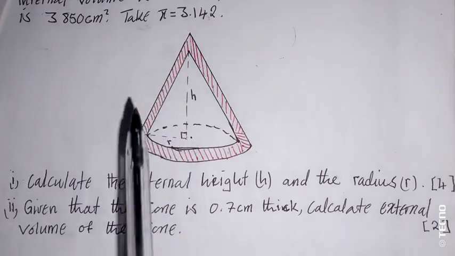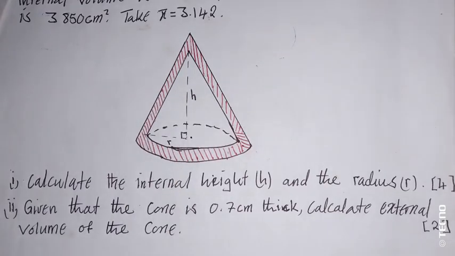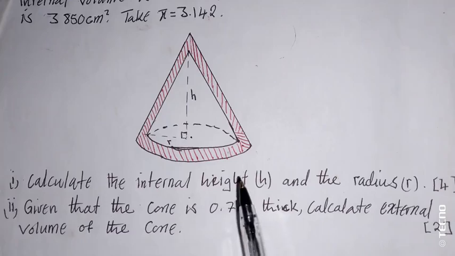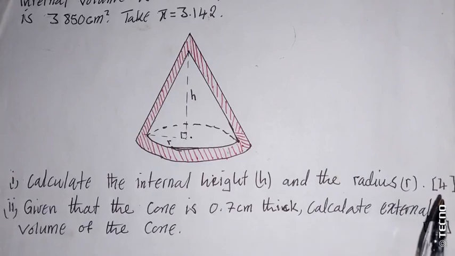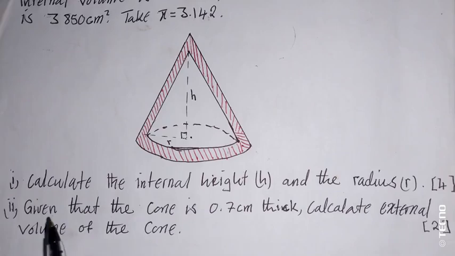So this is the diagram that has been drawn, not according to the scale that it was given. Calculate the internal height h and the radius r. Given that the cone is 0.7 centimeter thick, calculate the external volume of the cone.